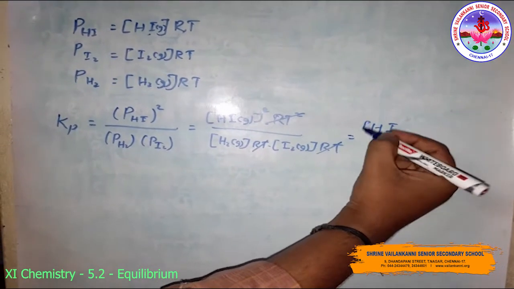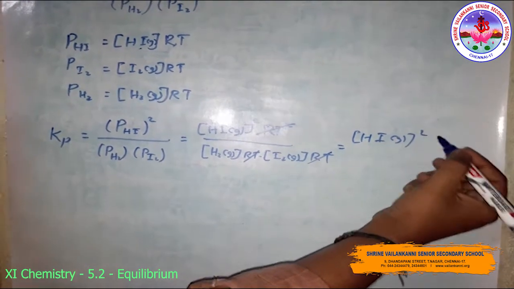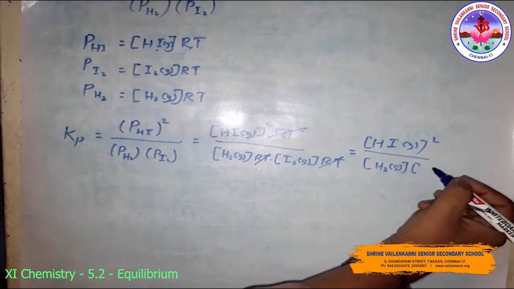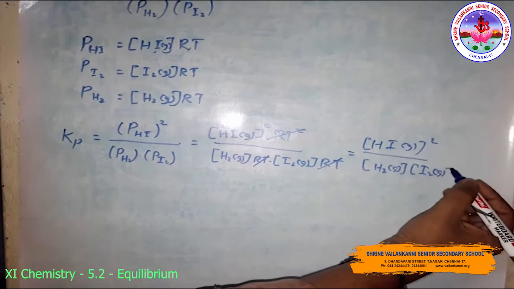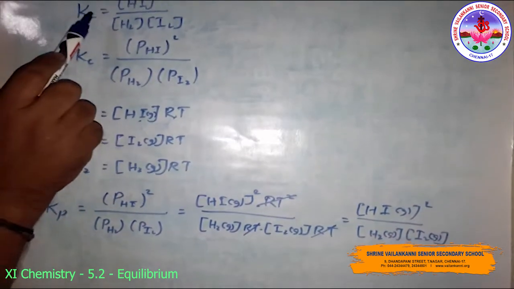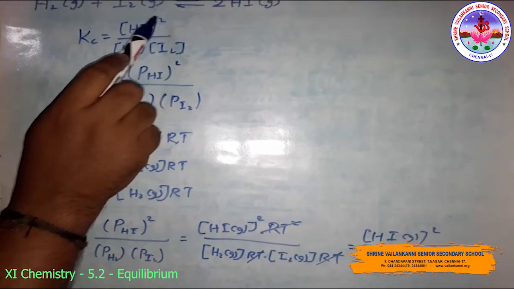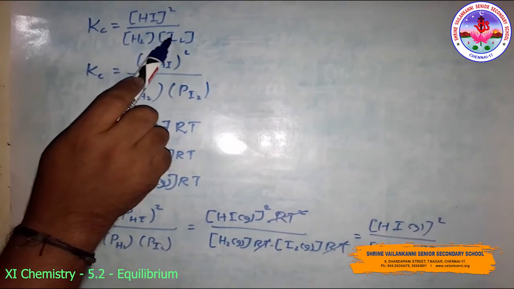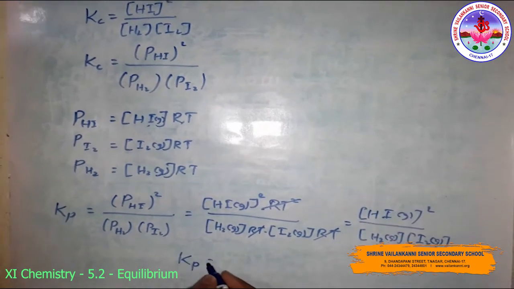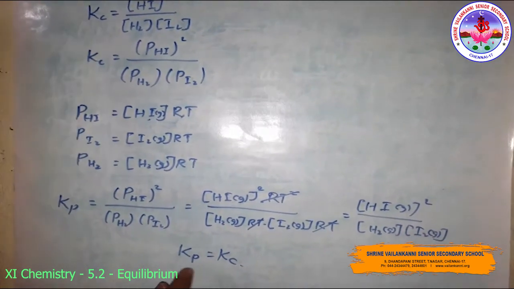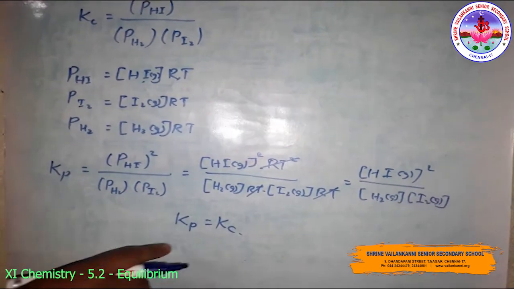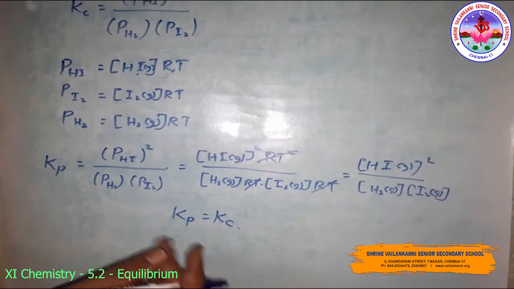Kc is the concentration of HI gas squared divided by the concentration of hydrogen gas times the concentration of iodine gas. Look at this Kc: concentration of HI squared divided by concentration of H2 times concentration of I2. So here the Kp value is also the same. So Kp is equal to Kc. So both equilibrium constants are equal. However, this is not always the case.